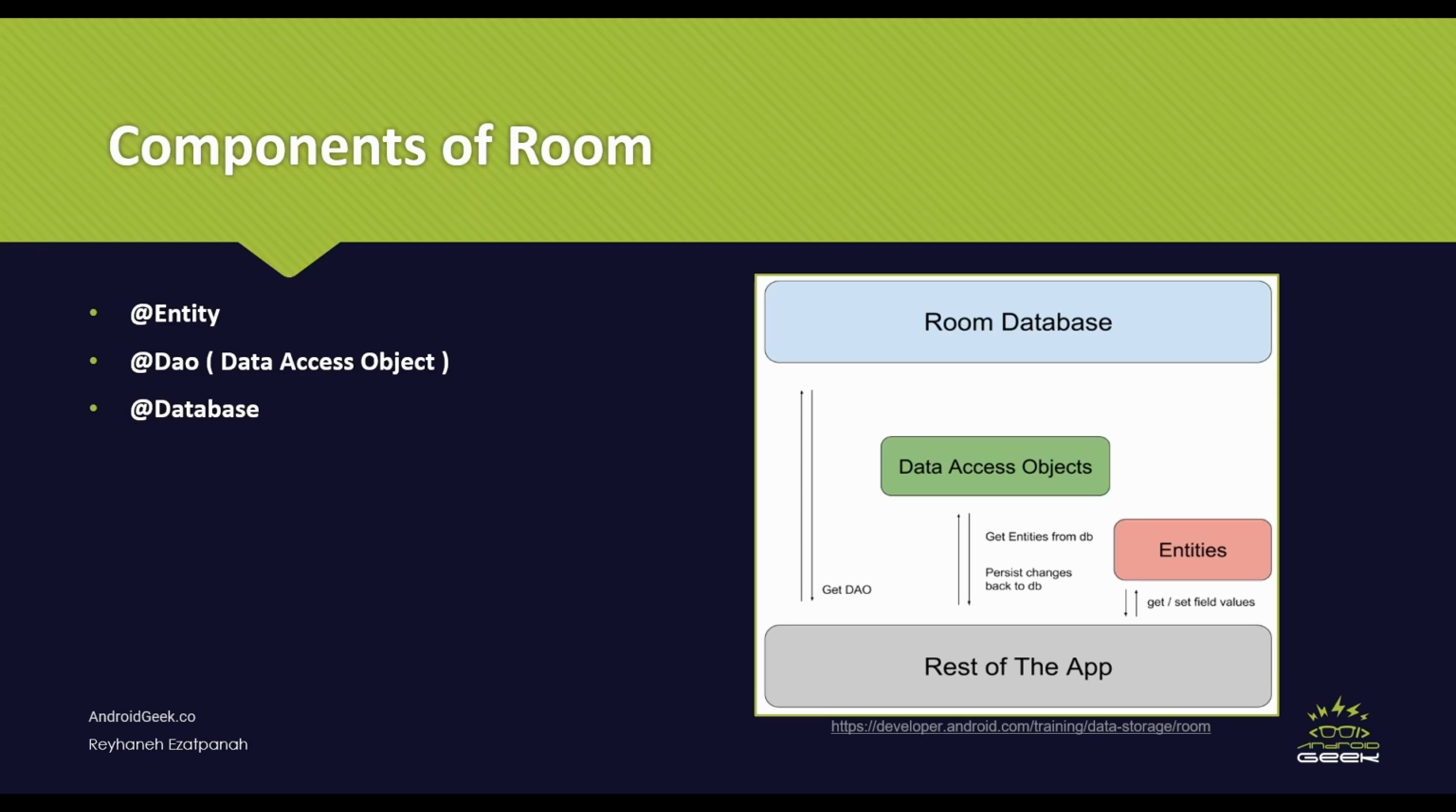And the last one, database. This is an abstract class that extends RoomDatabase. This is where you define the entities and the version number of your database. It contains the database holder and serves as the main access point for the underlying connection. Okay, done with the explanation. Let's start the implementation of Room database in Android.